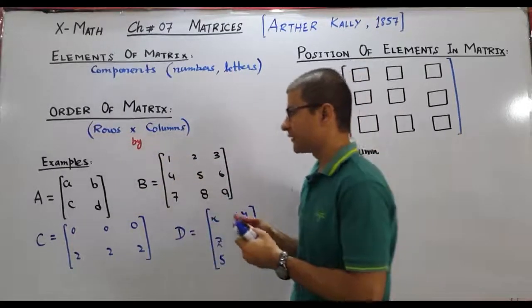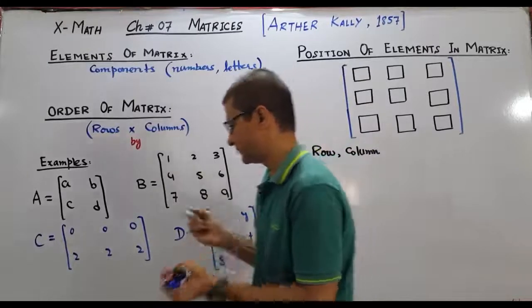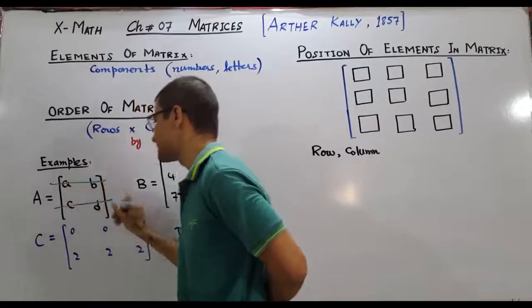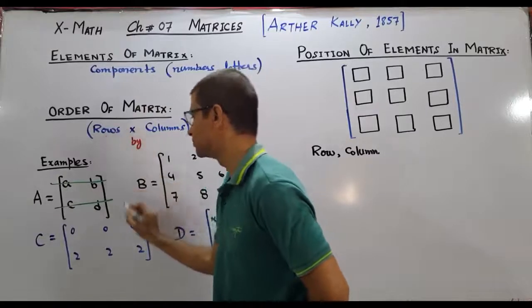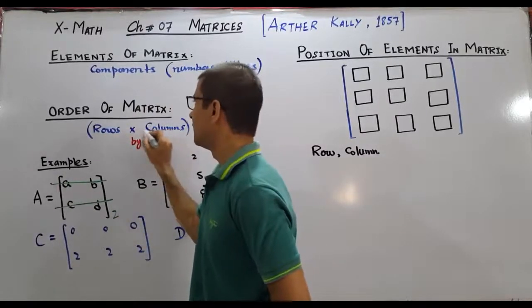For example, this matrix has 2 rows. First we will write 2 by.